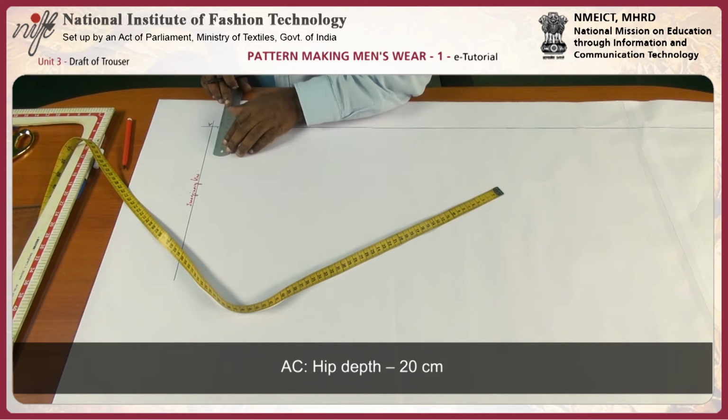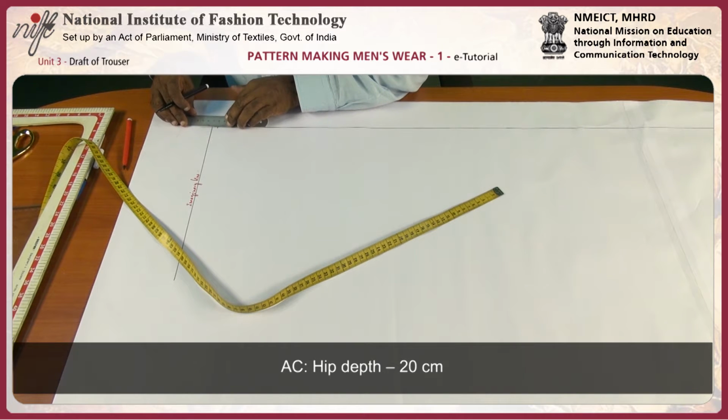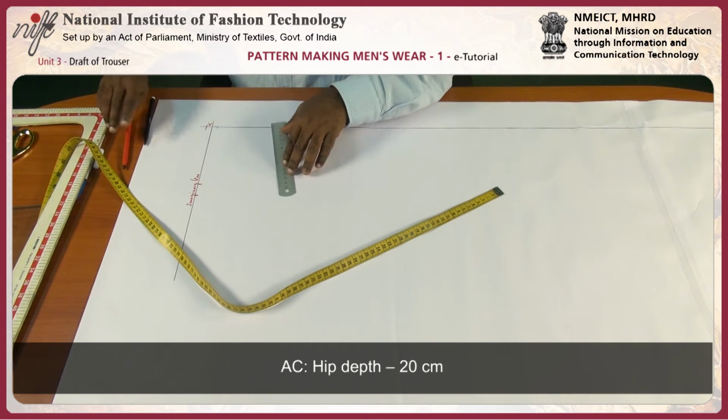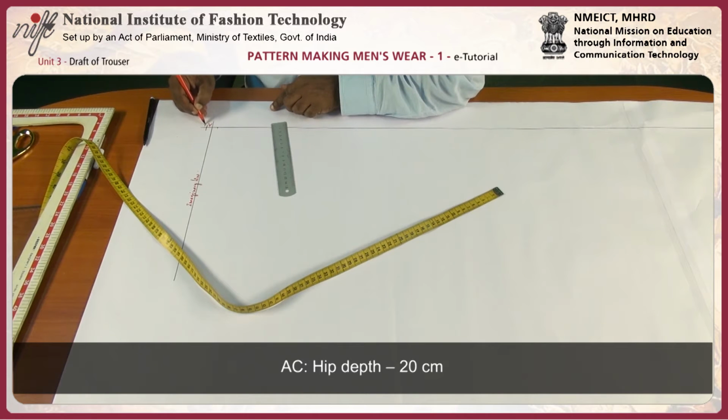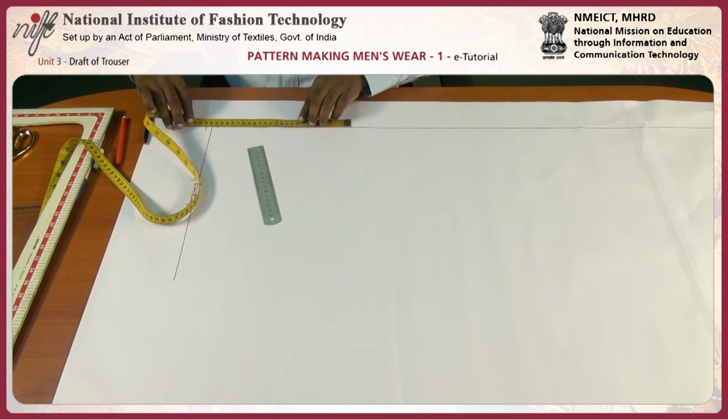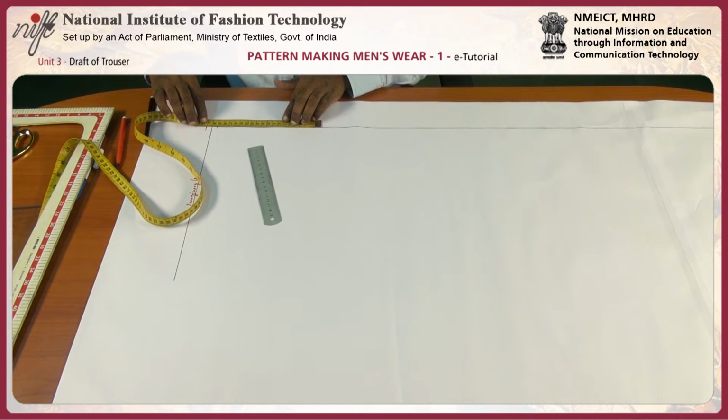Now blend G and E, H and F using French curve. With this, collar measurement is over.